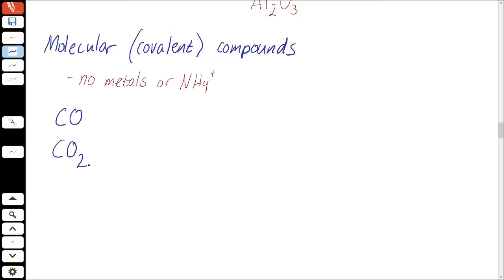So how do we differentiate between these two? By name? Do you know the names of these compounds? Carbon dioxide? Close. The second one is carbon dioxide. Anybody know what that first one is? Carbon monoxide. So let's write those down. We've got carbon monoxide and carbon dioxide.